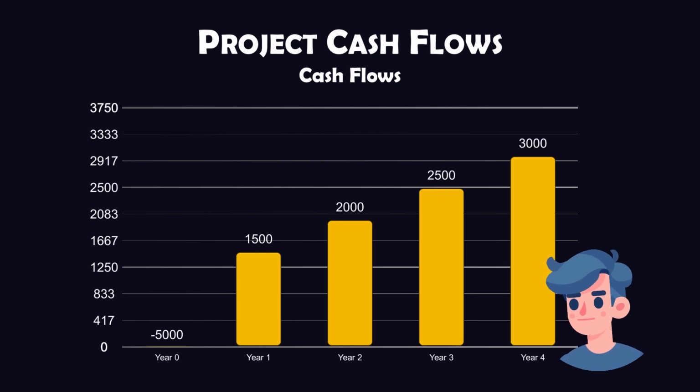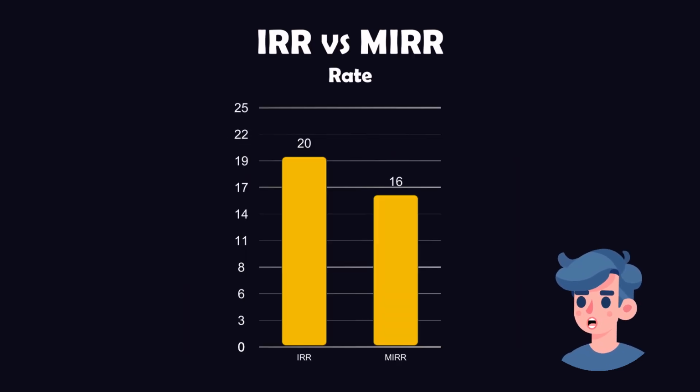Initial investment of $5,000, followed by inflows of $1,500, $2,000, $2,500, and $3,000 in subsequent years. In Excel, we use the IRR function to calculate the internal rate of return. For our example, the IRR comes out to be approximately 20.79%.